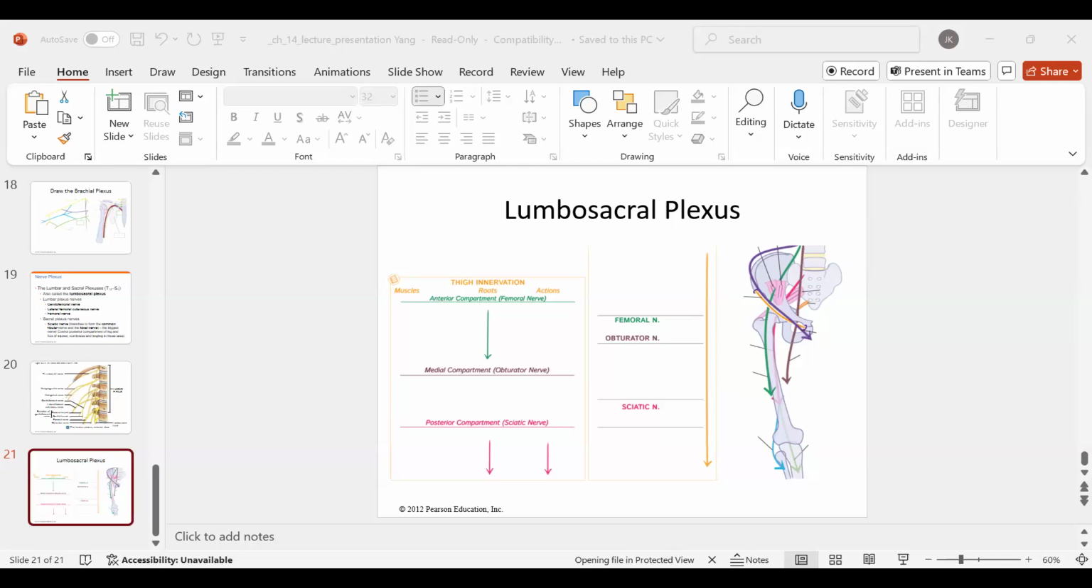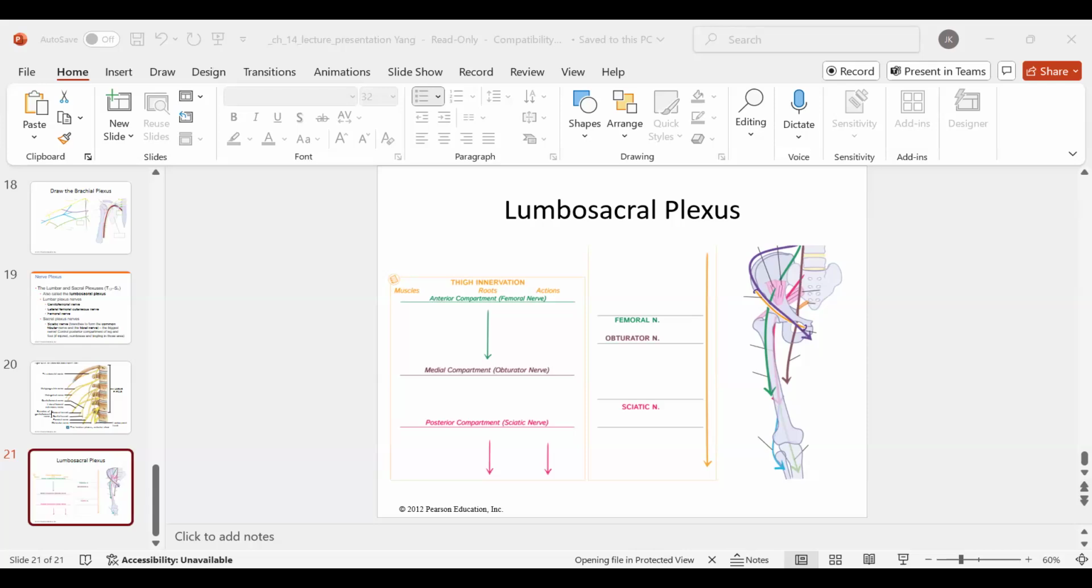At the inferior femur, show that it divides into the tibial nerve, which continues down the posterior tibia to innervate the posterior leg and plantar foot, and the peroneal nerve, which wraps around the fibular neck and innervates the anterior and lateral leg and dorsal foot.